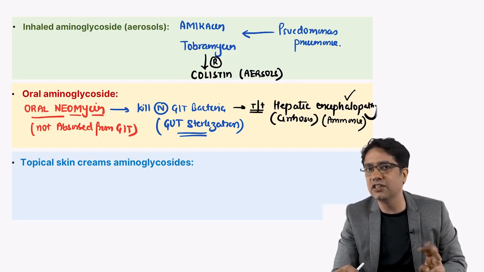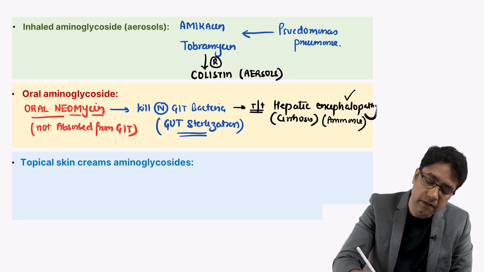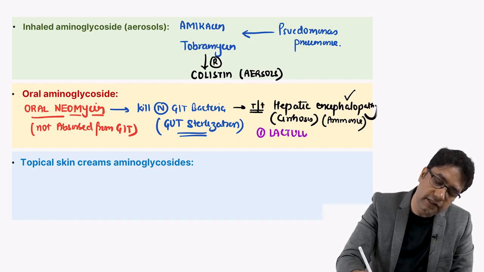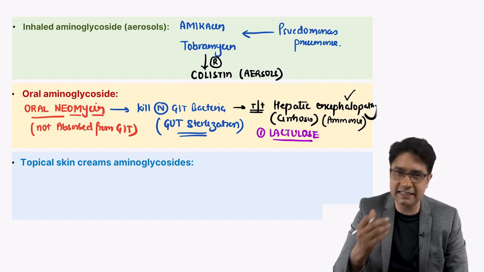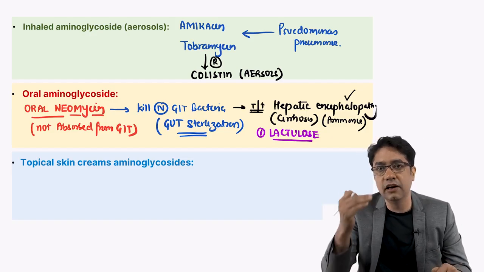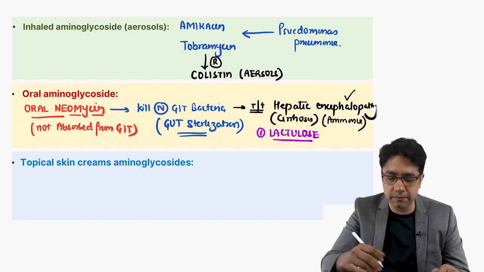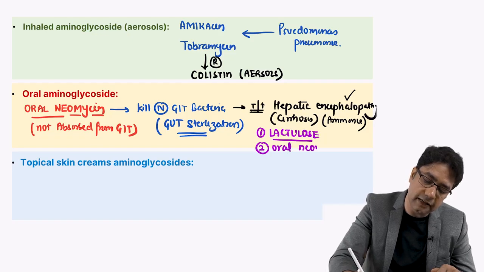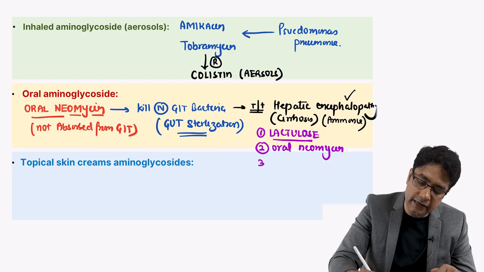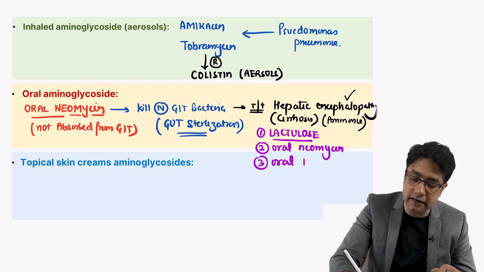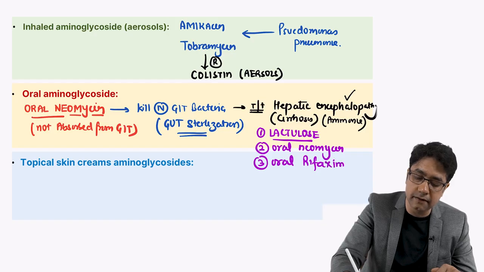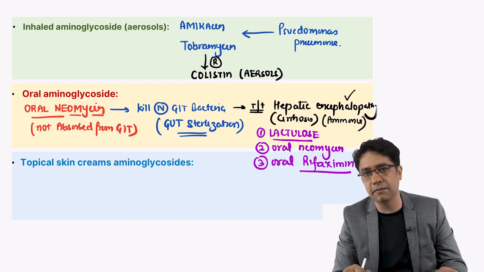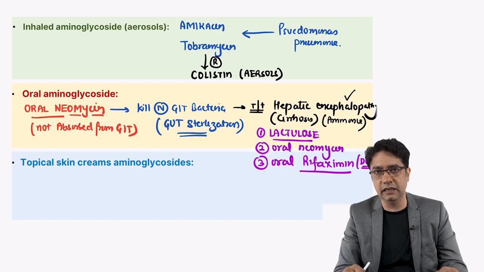There are 3 drugs which are approved for hepatic encephalopathy. The first drug is lactulose. Lactulose syrup, which is a laxative drug discussed in GIT, reduces ammonia absorption. We give oral neomycin to kill GIT bacteria, and the third oral antibiotic to kill GIT bacteria is rifaximin. Overall, the most effective drug and drug of choice for hepatic encephalopathy is rifaximin.